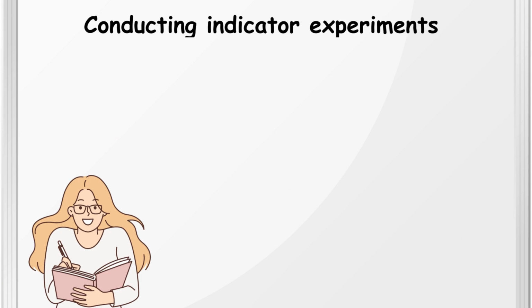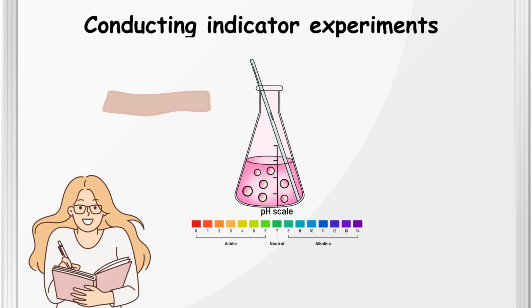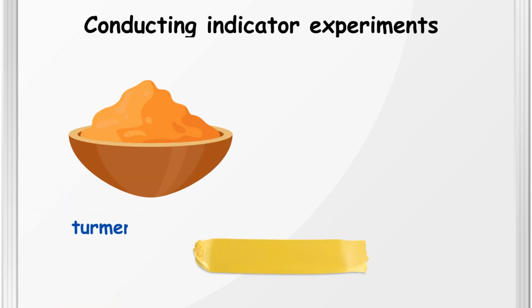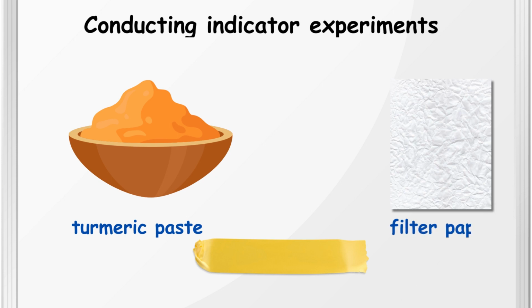Conducting indicator experiments. Let's perform some simple experiments using indicators. Dip red litmus paper into a solution to test its acidic nature. If it turns blue, the solution is basic. Repeat the process with blue litmus paper to determine if the solution is acidic. Make turmeric paper by drying turmeric paste on filter paper. Add drops of different solutions to observe any color changes.